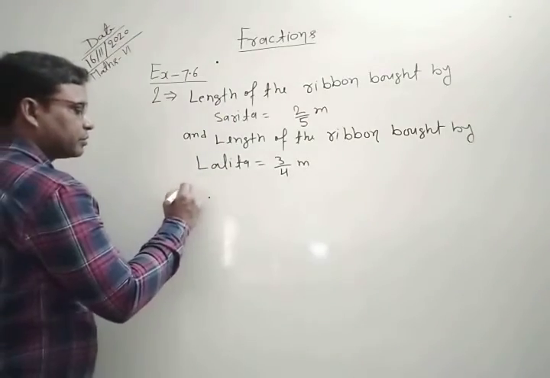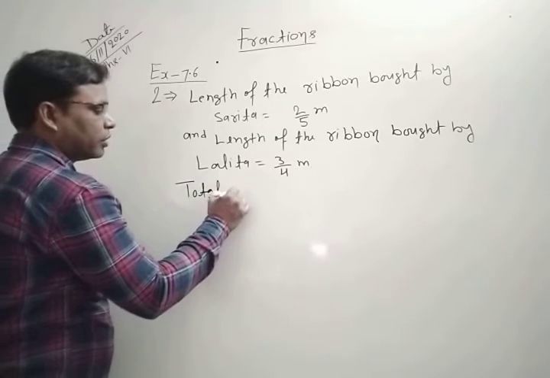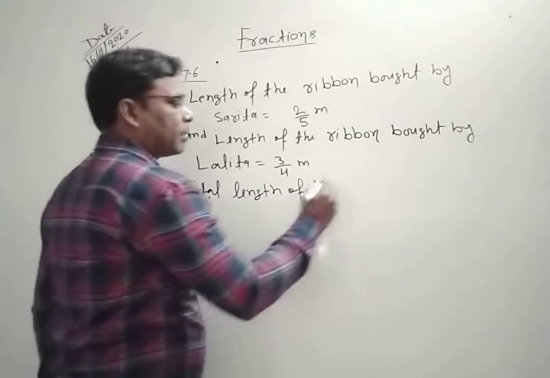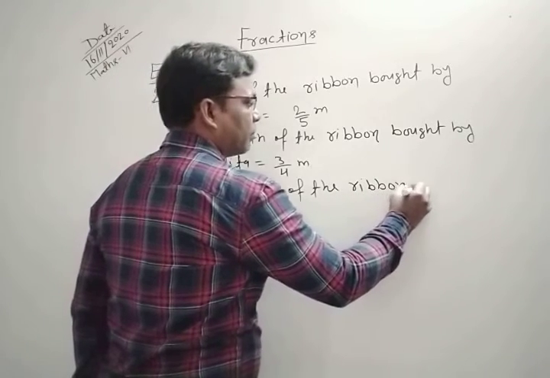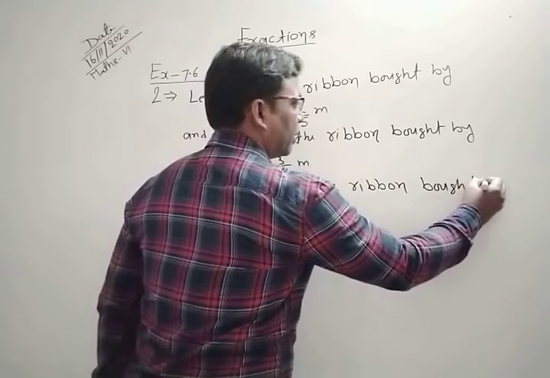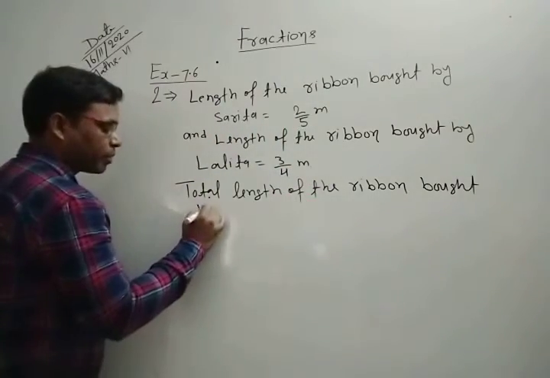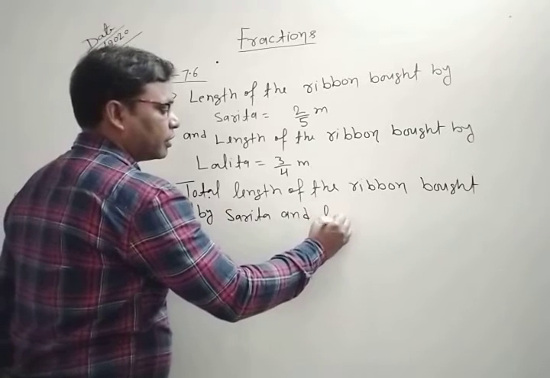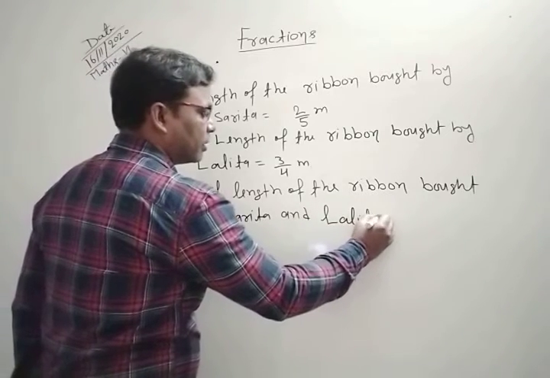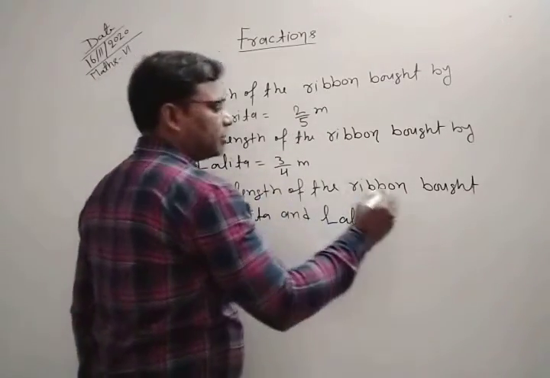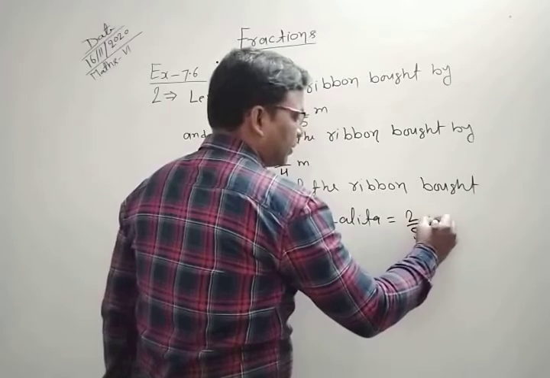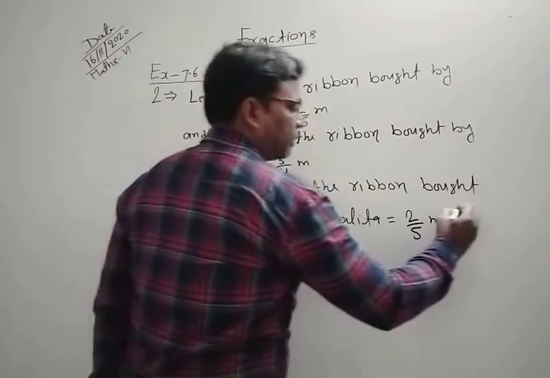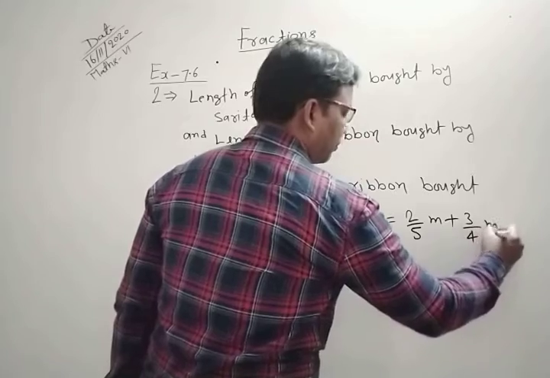We need to find here the total length of ribbon they bought. So here we write: total length of the ribbon bought by Sarita and Lalita is equal to the length of ribbon bought by Sarita, 2 by 5 meter, plus the length of ribbon bought by Lalita, 3 by 4 meter.